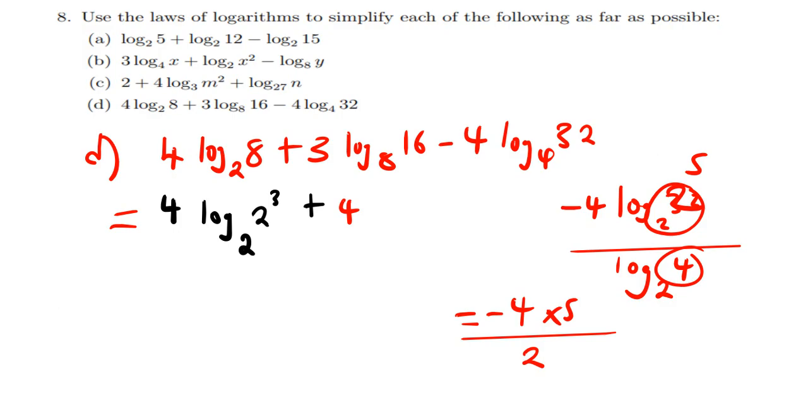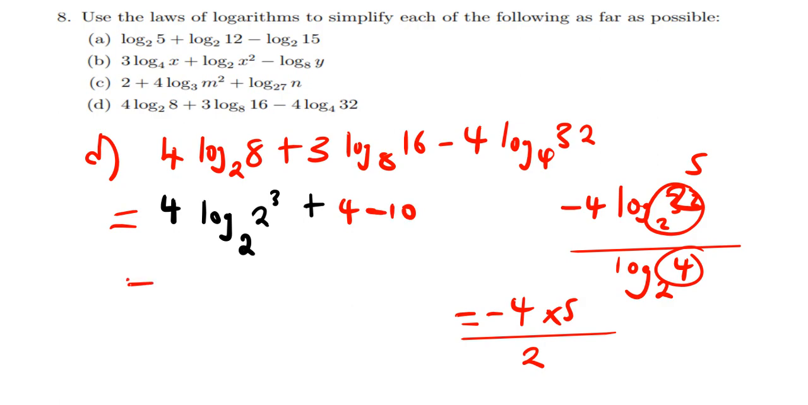Okay, then you do your math. What are we going to get? That is -4 multiplied by 5, that is -20, divided by 2, that is -10.